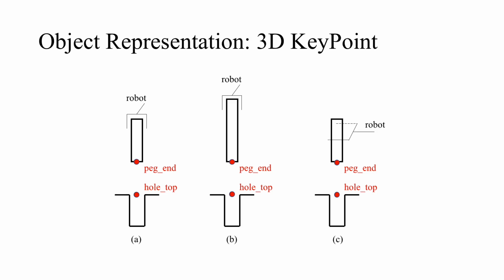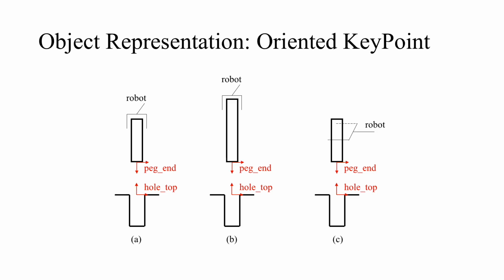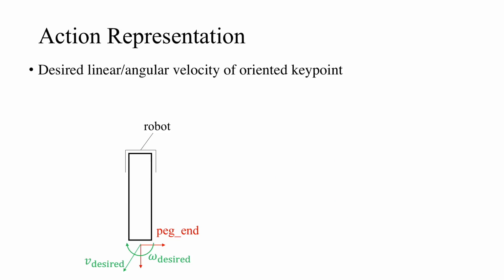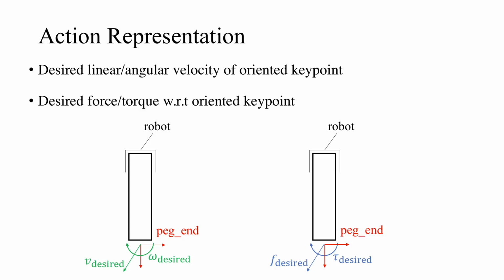Suppose we just use these two. But our task definitely depends on the relative orientation, thus we add orientation information into the keypoint, as if a rigid coordinate frame is attached to each keypoint. Here is what it looked like in our experiment. Using the oriented keypoint as the object representation, we propose the action representation as either the desired linear and angular velocity of the oriented keypoint or the desired force and torque on the oriented keypoint.